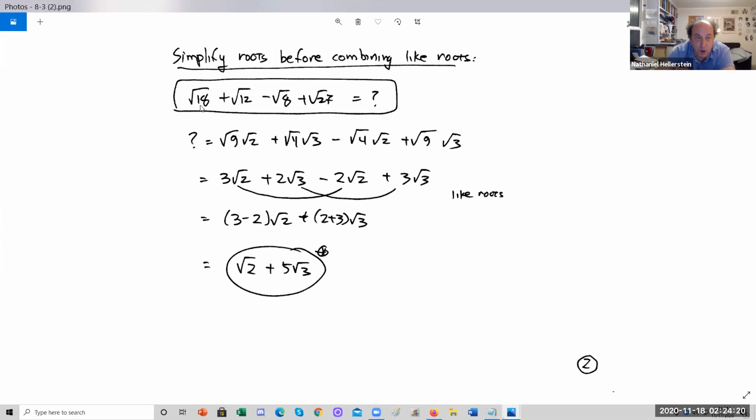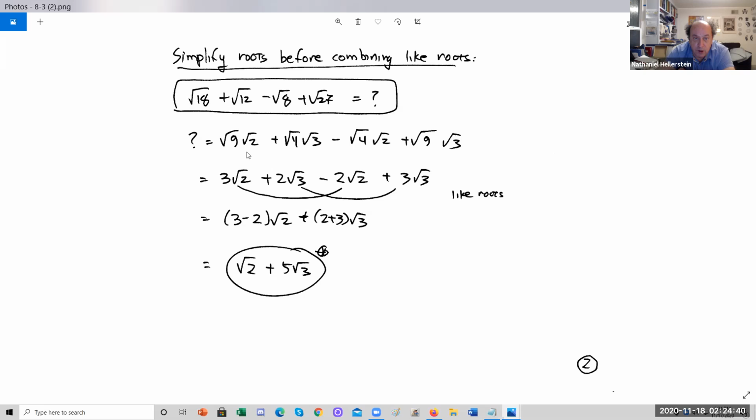Now, sometimes we'll want to simplify the roots before combining them. We have root 18, root 12, root 8, root 27. They don't look like like roots, but in fact they are. Root 18 is root 9, root 2. Root 12 is root 4, root 3. Root 8 is root 4, root 2. Root 27 is root 9, root 3.